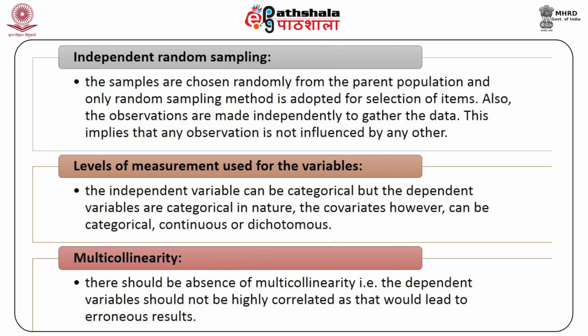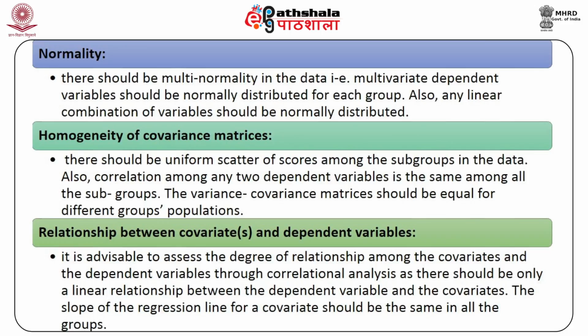Multicollinearity. There should be absence of multicollinearity, that is, the dependent variables should not be highly correlated as that would lead to erroneous results. Normality. There should be multivariate normality in the data, that is, the multivariate dependent variables should be normally distributed for each group. Also, any linear combination of variables should be normally distributed.